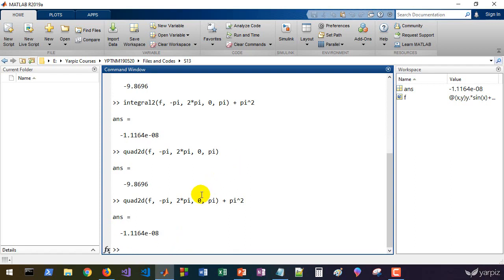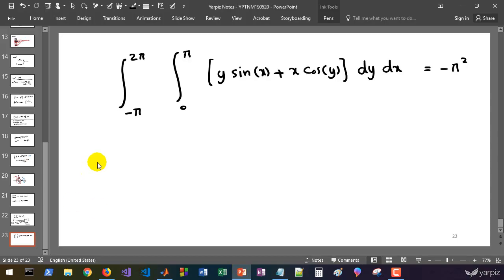And let's do another example with the limits of y as a function of x. So let's calculate the value of this integral. The limits of x are 0 to 1, and the limits of y are 0 to 1 minus x. So the upper bound of y is a function of x, and we must use a function handle to define this.